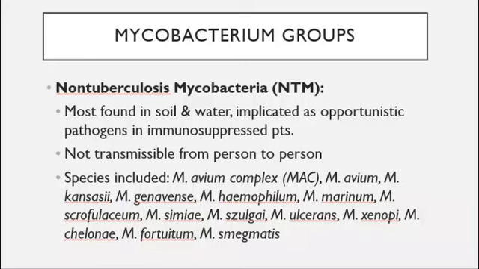Okay. We can also have non-tuberculosis Mycobacteria, or NTMs. These are found in the soil and water, and sometimes they're also referred to as MOT, or MOTT, Mycobacterium other than tuberculosis. And these are usually opportunistic pathogens in immunosuppressed patients. These are not transmittable from person to person. And some of the species that fall within this category are included down here.